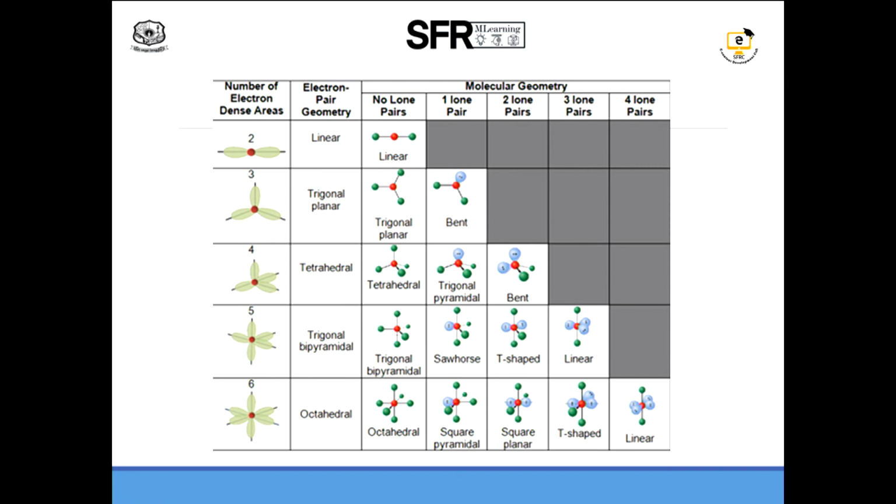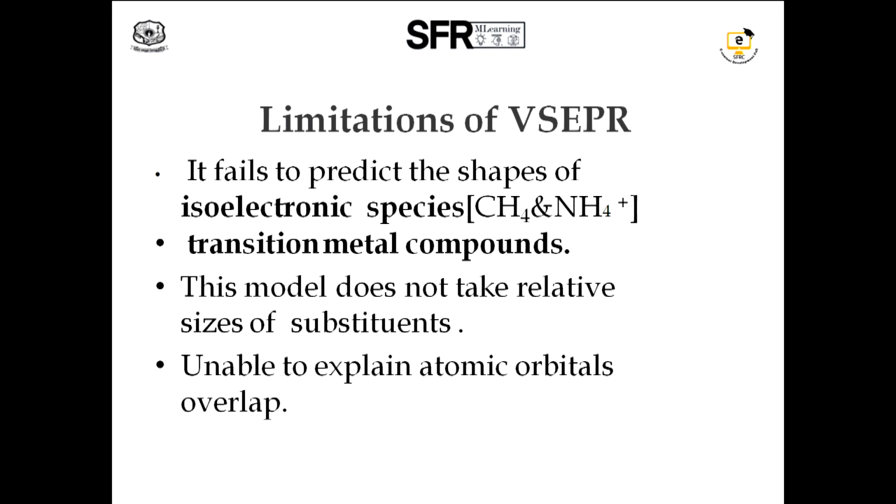So what are the limitations? It fails to predict the geometry of isoelectronic species. For example, CH4 as well as NH4+ are isoelectronic species, but it cannot predict the shape of the molecule. Second, it cannot explain transition metal complexes, because VSEPR theory explains polyatomic molecules, not transition metal complexes. Third, the model does not explain the relative size of the substituents, because it only explains the electronegativity of the atoms. It is also unable to explain atomic orbital overlap. So these are the limitations of VSEPR theory.